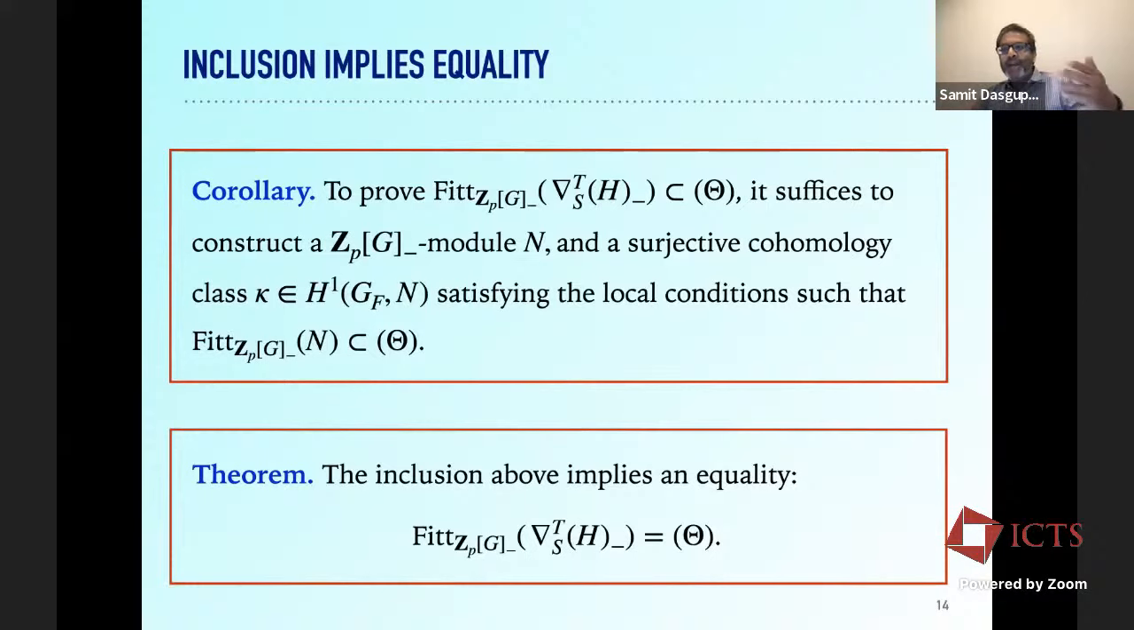So we've kind of whittled away all the layers of this conjecture to now just constructing one cohomology class. That is, we need to construct a module n and a surjective cohomology class valued in that module, satisfying some local conditions and control of the Fitting ideal. So sort of those three things. And then we'll get the Brumer-Stark conjecture, in fact, the strong refinement falling out.